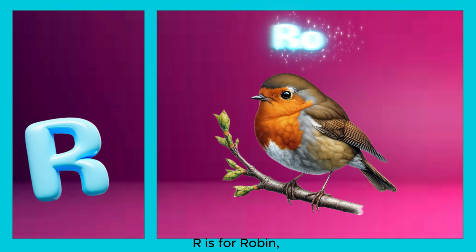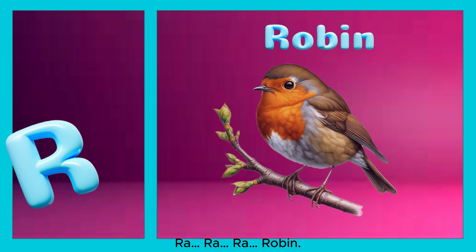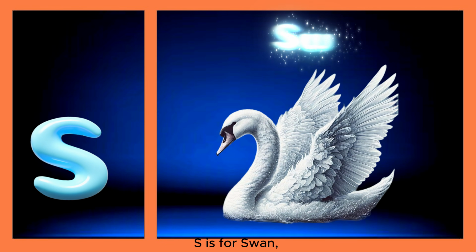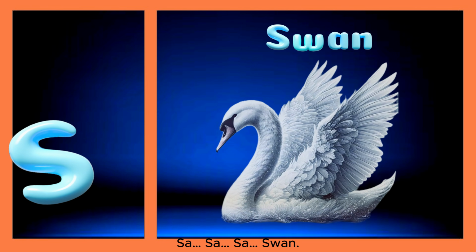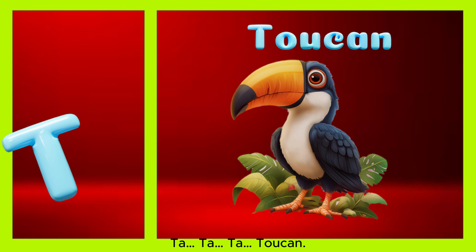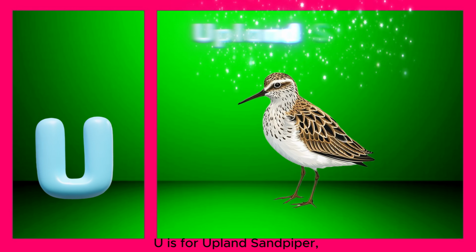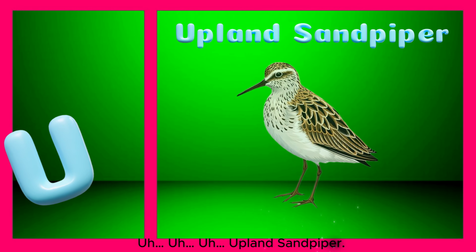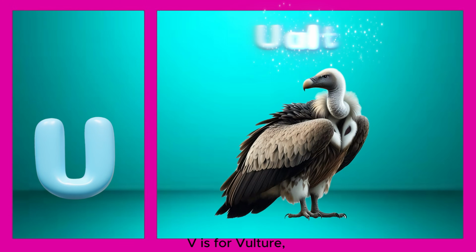R is for Robin. S is for Swan. T is for Toucan. U is for Upland Sandpiper. V is for Vulture.